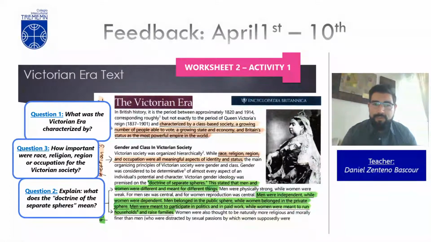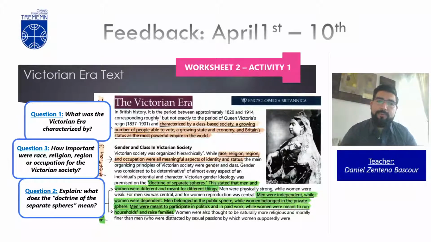Question 2. Look here, it is in a different order. Explain, what does the doctrine of the separate spheres mean? The doctrine of separate spheres means that men and women were different and meant for different things. Men were independent and women were dependent. Men belong in the public sphere, women belong in the private sphere. Men were meant to participate in politics and paid work, while women were meant to run households and raise families. So this was the view of this time.